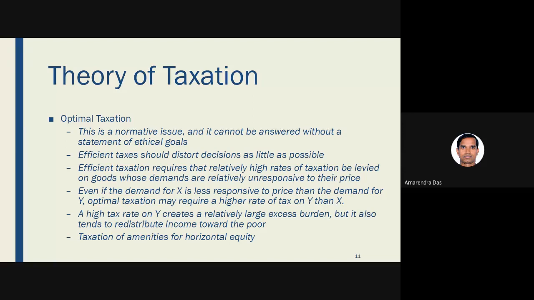Basically, the commodity which is less responsive or inelastic in nature should be taxed at a higher rate. And the commodities that are comfort or luxury should be taxed less, but that is unfortunate. The counter argument is that a high tax rate on Y creates a relatively large excess burden, but it also tends to redistribute income towards the poor.